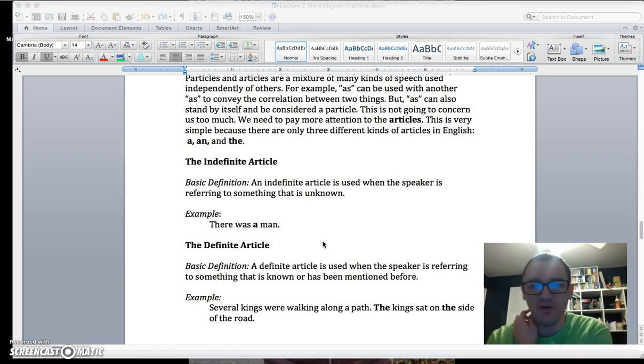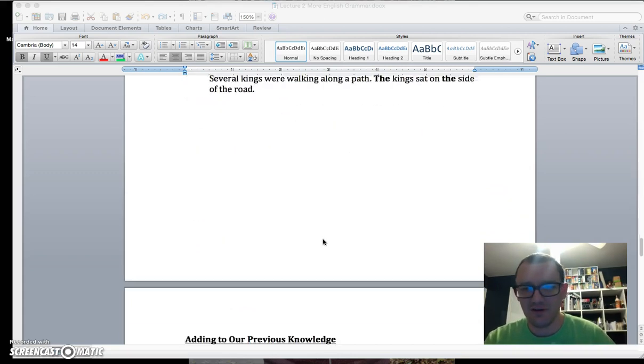The definite article is the word "the." This tells us that we're referencing a specific known quantity. In other words, the example I give you here: several kings were walking along a path. The king sat on the side of the road. Here we are referencing the several kings that were referenced in the previous sentence. Therefore, it's not just some kings or kings, it is the kings that we are referencing. That's a definite article.